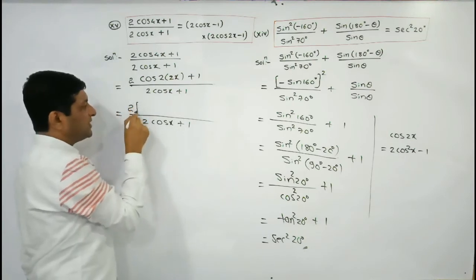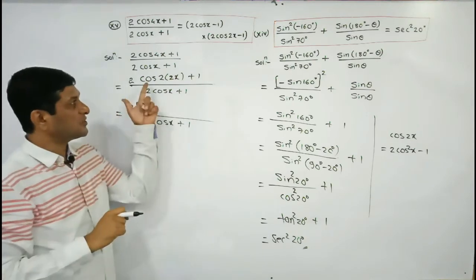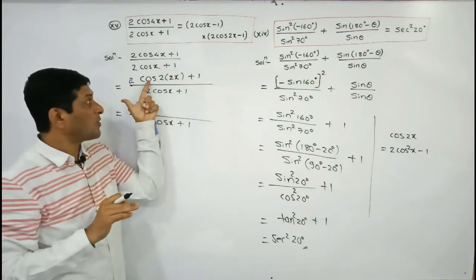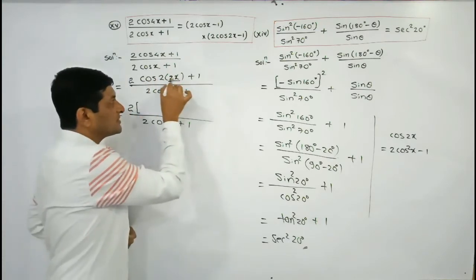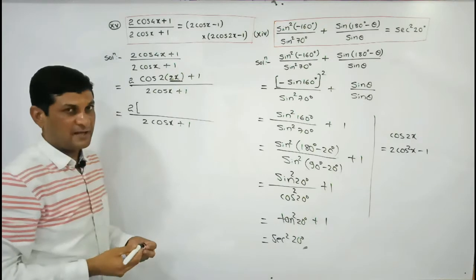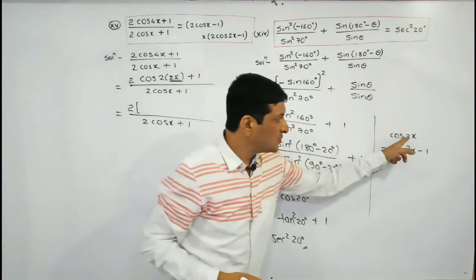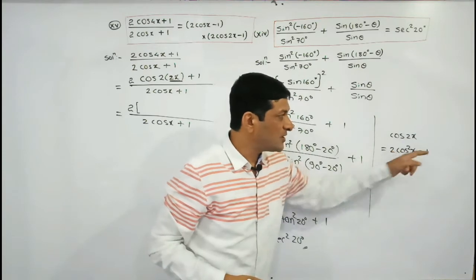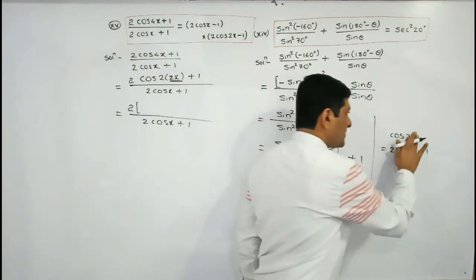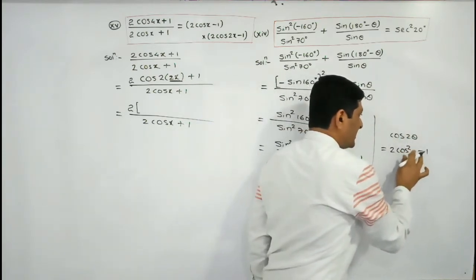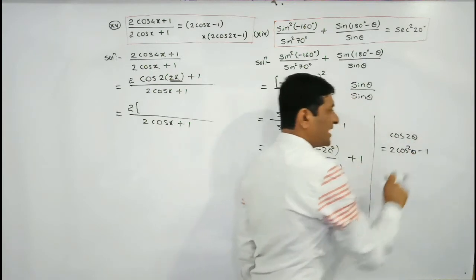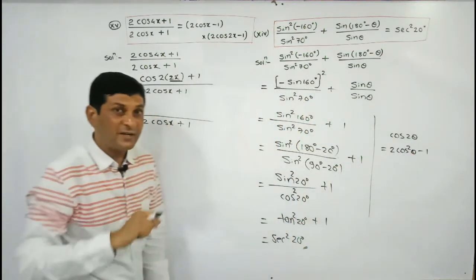Now observe it very carefully. This expression is in the form of cos 2 theta. Consider this whole term as theta. So cos 2 theta can be written as 2 cos square theta minus 1. Instead of x, better we use theta here. So cos 2 theta can be written as 2 cos square theta minus 1.